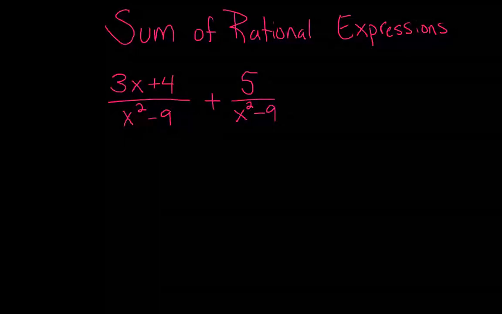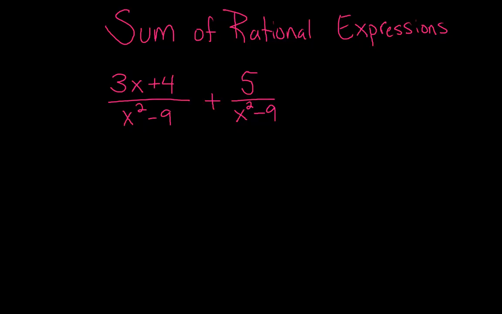We're going to talk about the sum of rational expressions. Of course, we already know that the sum is what you get when you add two things together. And we're going to add these rational expressions the same way we would if we were adding fractions. All right? We need to make sure that we have a common denominator. And when we have a common denominator, then we just add the numerators and the denominator stays the same.